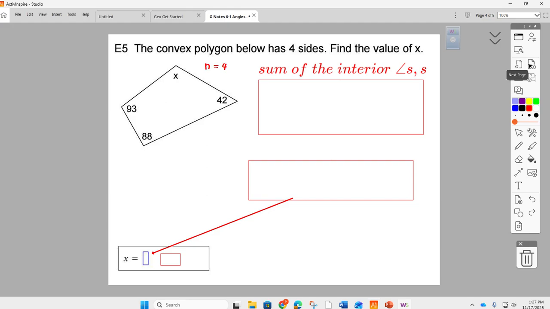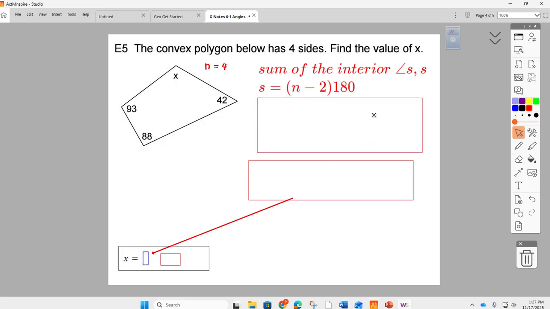These are the easy ones. They don't look easy. All four of those angles, so those are angle measures. This is a polygon with 4 sides. We know that 93 plus 88 plus 42 plus x has to equal what? Not 180. 360. It does have to equal 360, but let's say you forgot it. You can use your formula, right? So we can use our formula there.